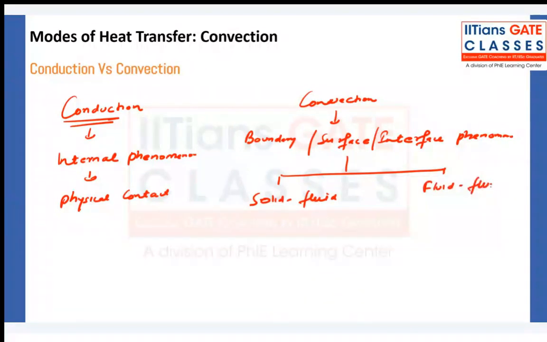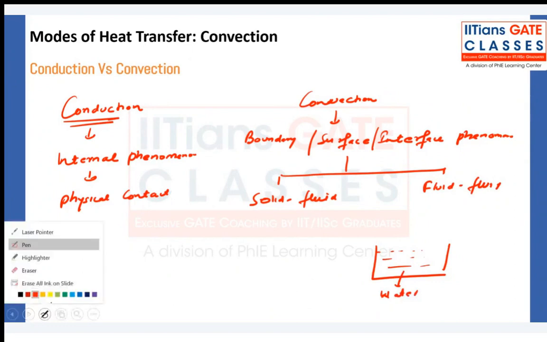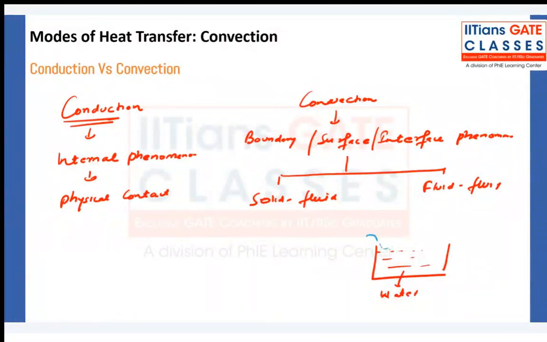We have water here, and air is flowing over it. So the heat transfer that will take place at the interface will be convection heat transfer. So it could be fluid. I hope you already know that when we say fluid, it could mean anything, liquid or gas. So convection is a surface phenomenon. It happens at the interface.